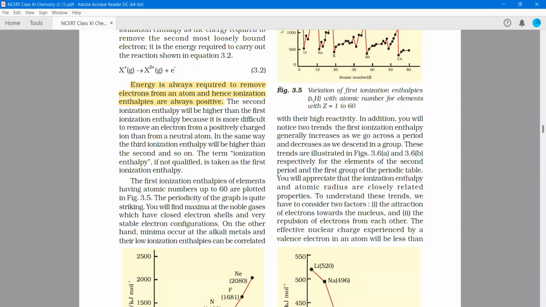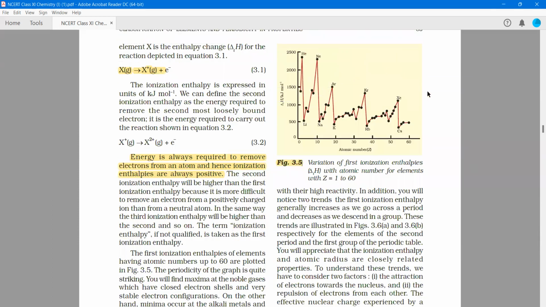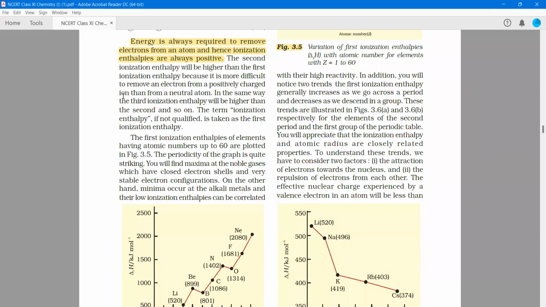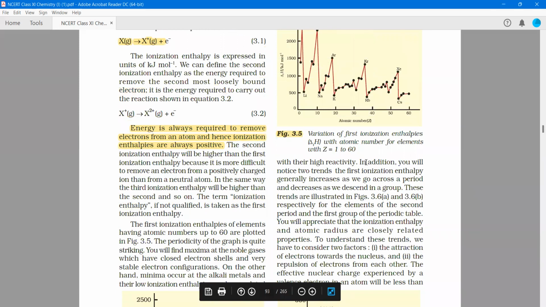This graph, we need to really get to know what exactly it is talking about. I already discussed it, so let us just read what is written over here. The periodicity of this graph is quite striking. You will find maxima at the noble gases. Definitely, it's very, very difficult to ionize noble gases. That is why they have the highest maxima, as they have closed electronic shell and very stable electronic configuration. On the other hand, the minima occur at the alkali metals, and their low ionization can be correlated with their high reactivity.